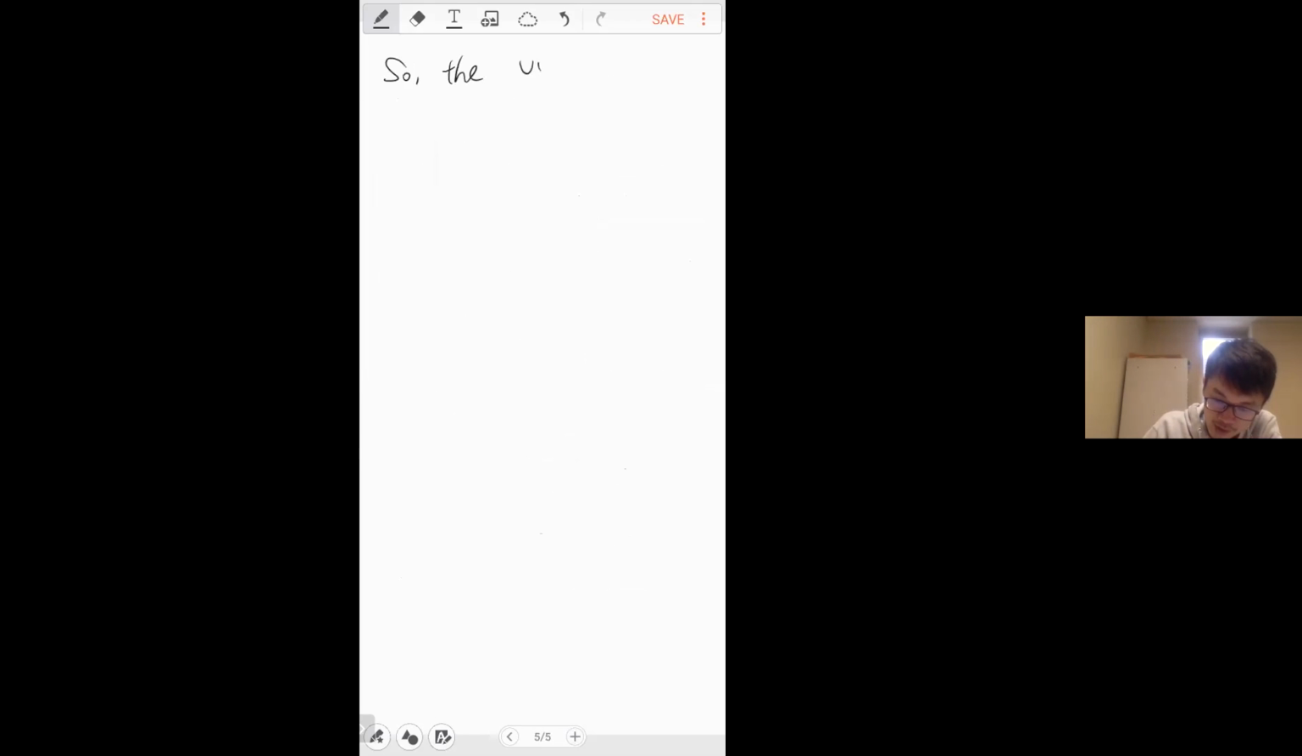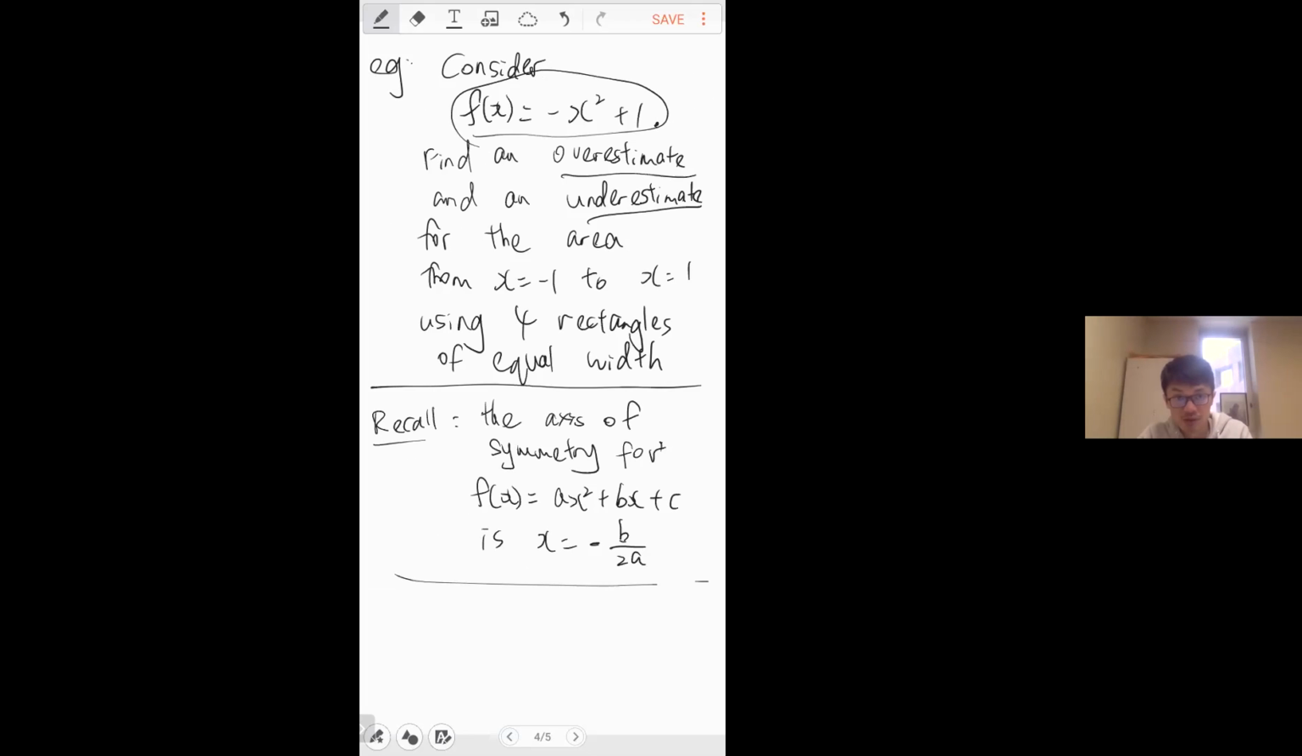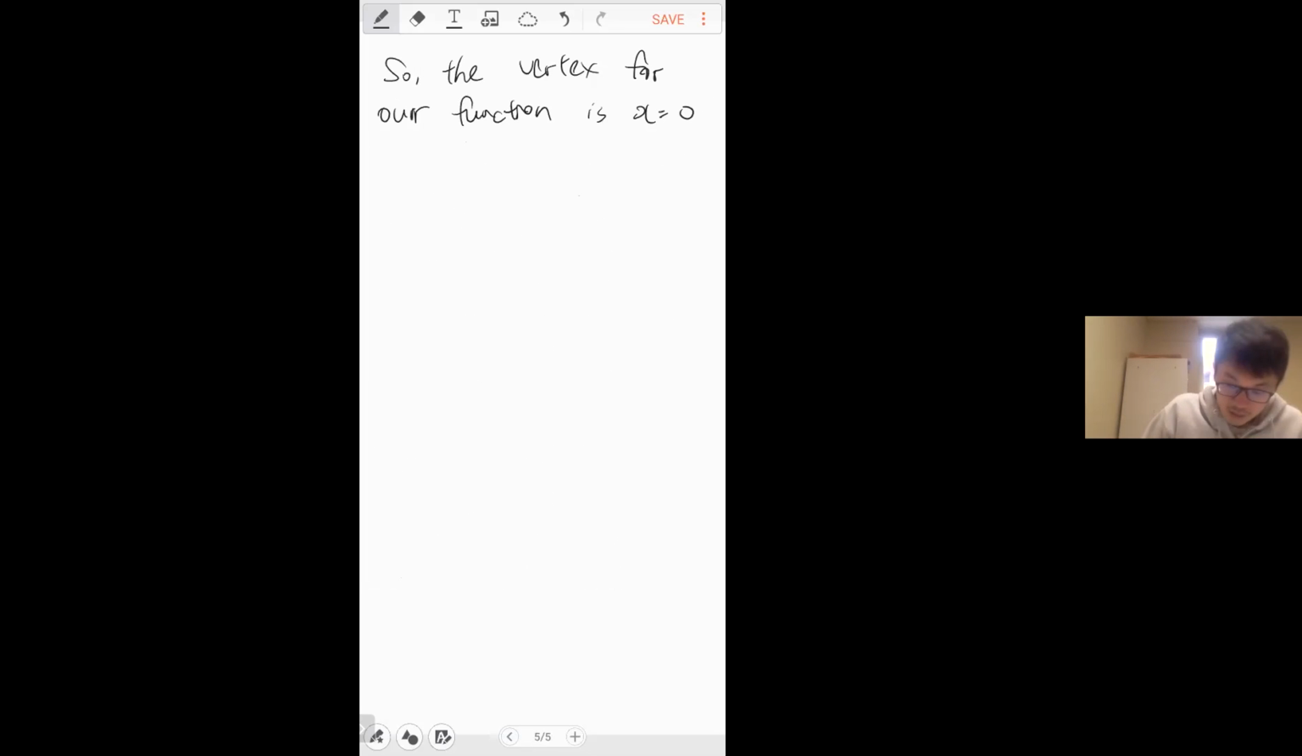So the vertex for our function is x equals 0. Does it make sense? Because when b equals 0, the vertex is 0. All right, so now you know that the highest point is x equals 0. And because the parabola is symmetric, it should look like this. Is it okay so far?